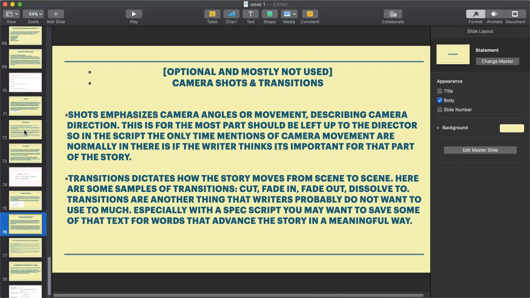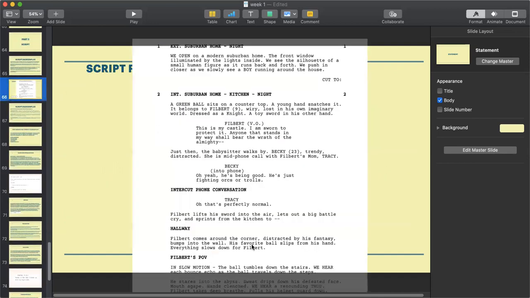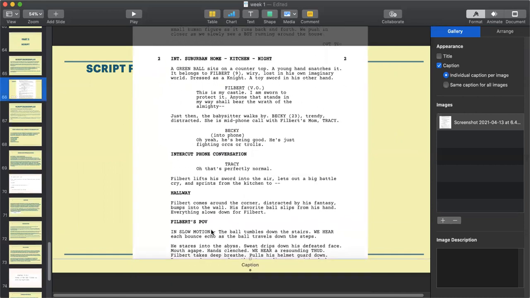Because when it's a part of the story, for example, you can see here Filbert's POV. Here the scriptwriter has mentioned POV. POV means point of view shot, right? I guess we have learned about camera shots and camera angles, right? I don't remember exactly, but if we have not, we will learn about camera shots and camera angles. I'll just make sure whether we have learned or not.